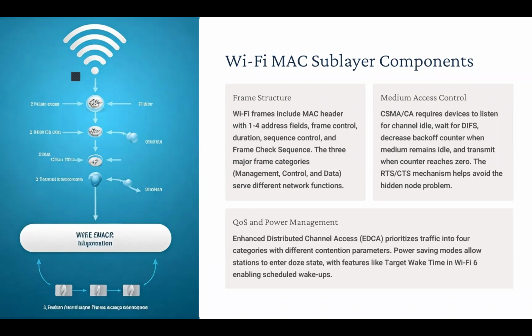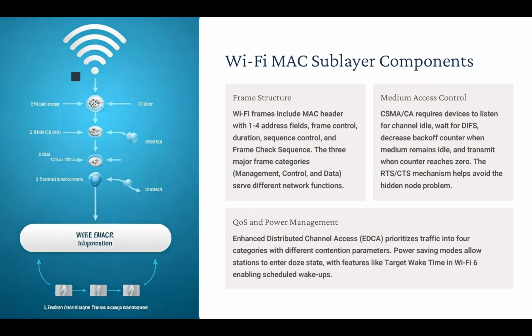The Wi-Fi also uses, as we said, CSMA/CA. A station first checks if the channel is idle, waits for the distributed inter-frame space, then initiates a random backoff period before attempting transmission, so it can reduce the collision risk in the shared medium.